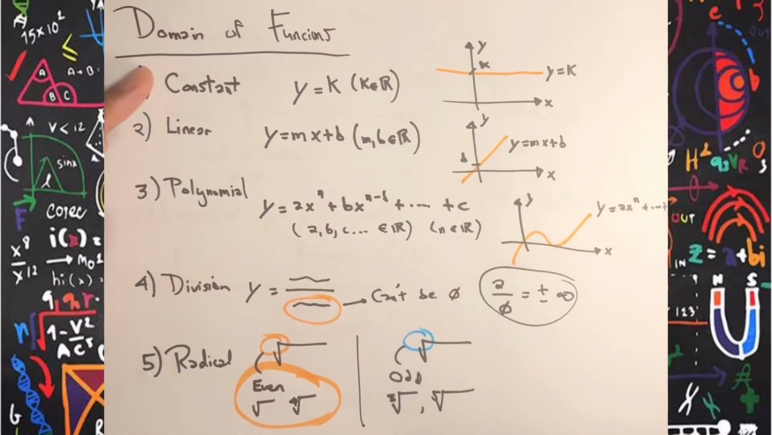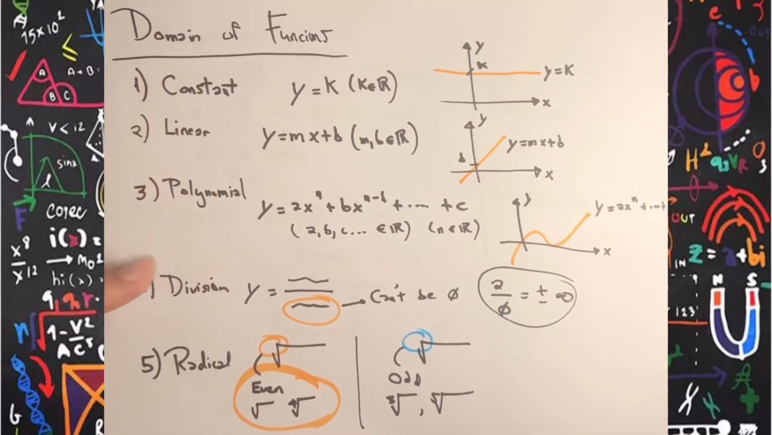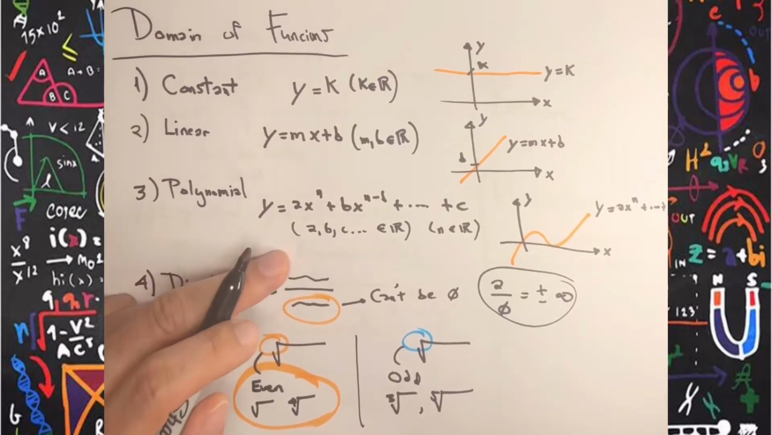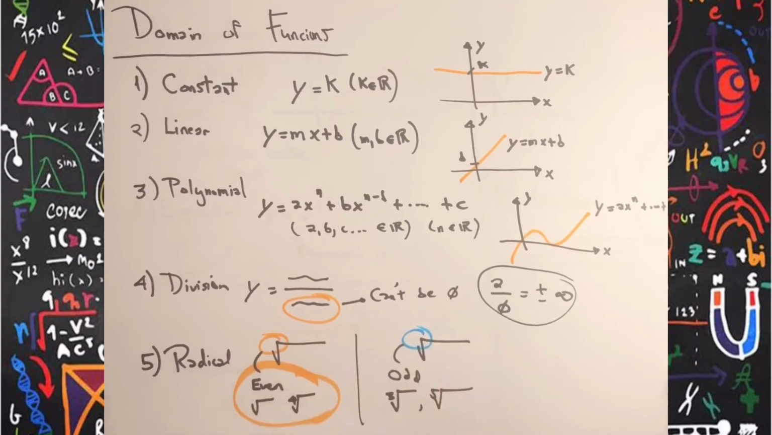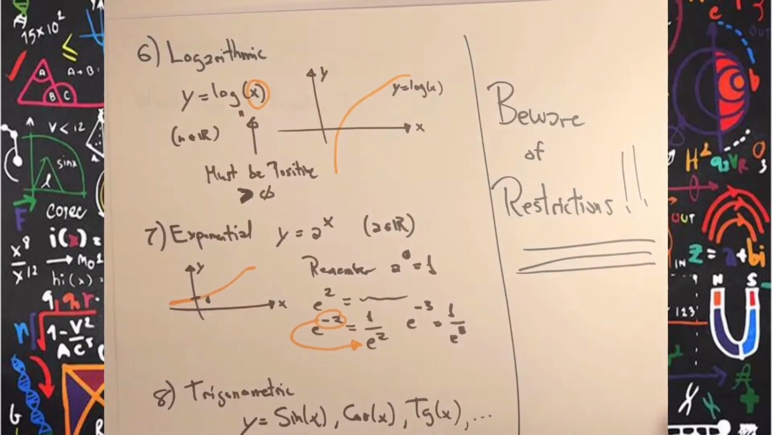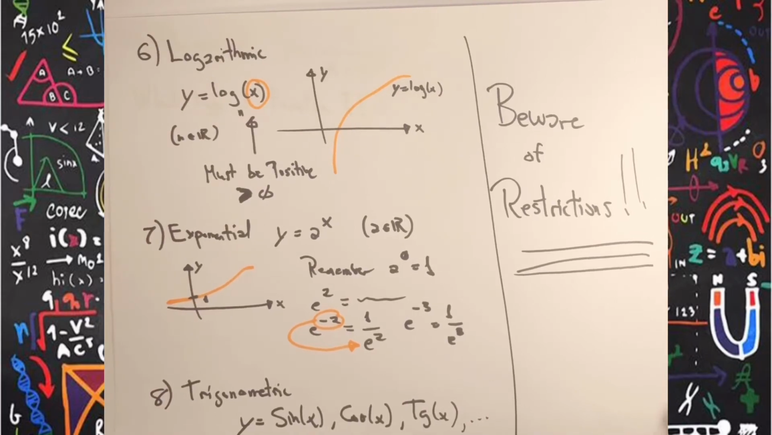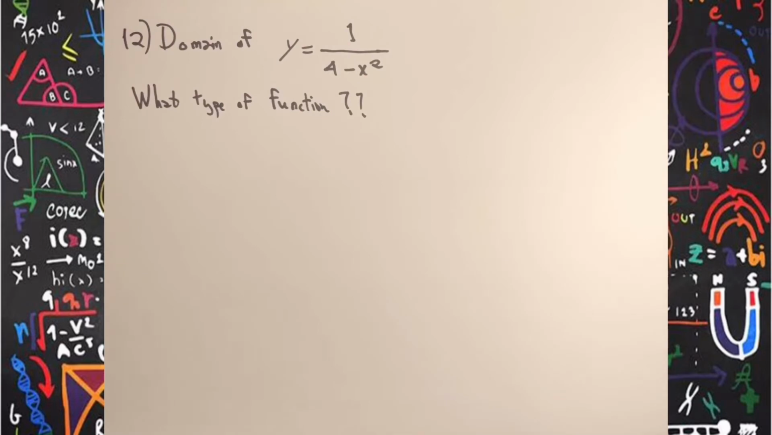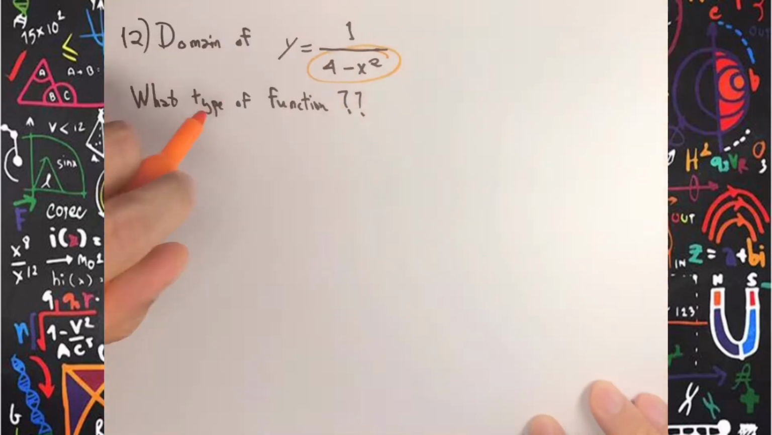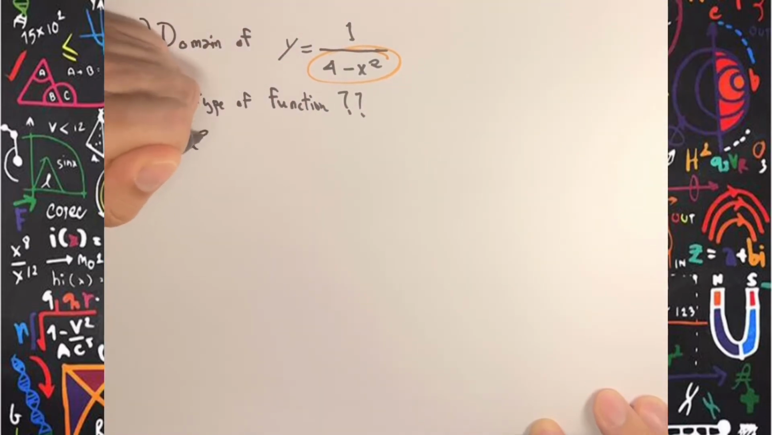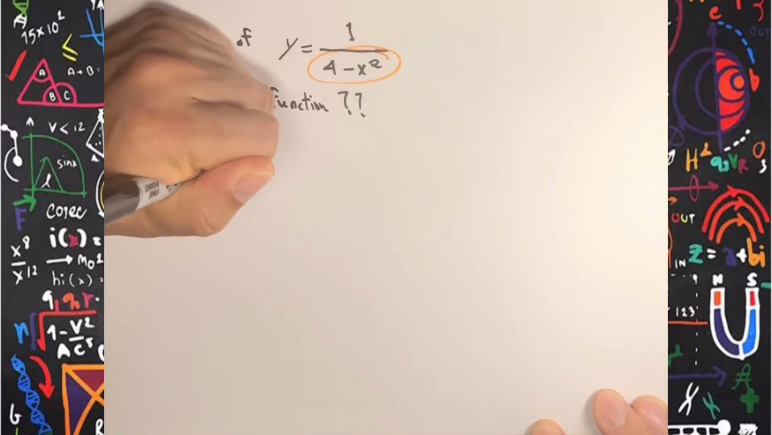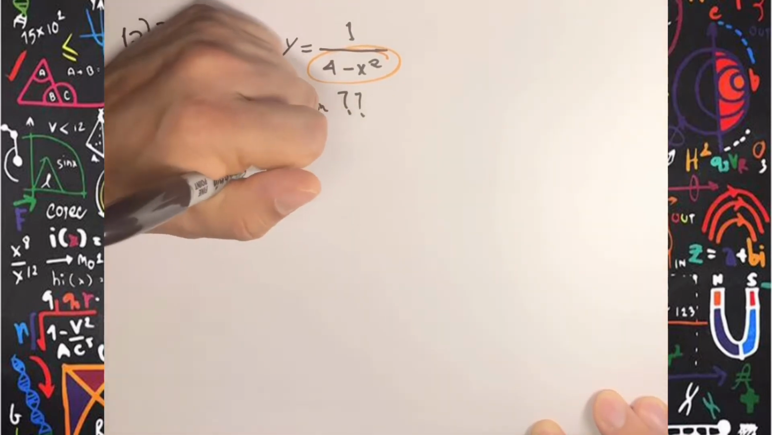To answer, we have to refer to the table: constant, no; linear, no; polynomial, no; division, yes. That's the type of function that we have. We have something dividing something, and the denominator can't be equal to 0. Logarithmic, no. Exponential, no. Trigonometrical, no. So we have zeroed in on a division, which means the denominator of this expression, in this case 4 minus x squared, can't be equal to 0. That's the restriction that the domain of this function has.